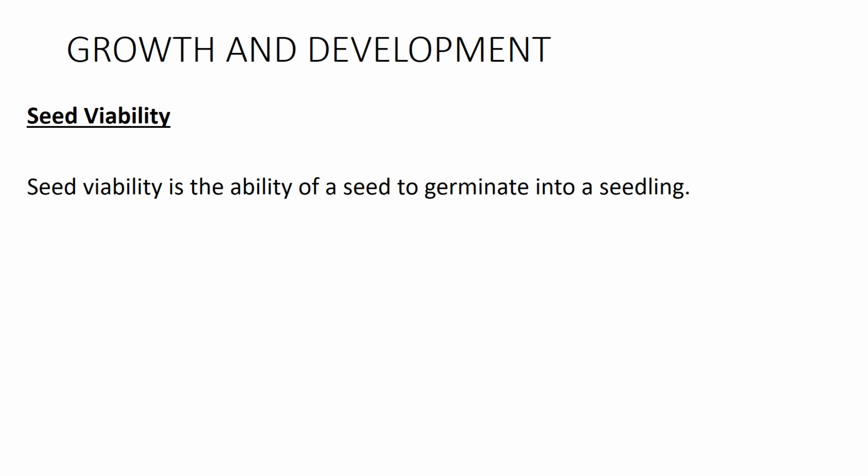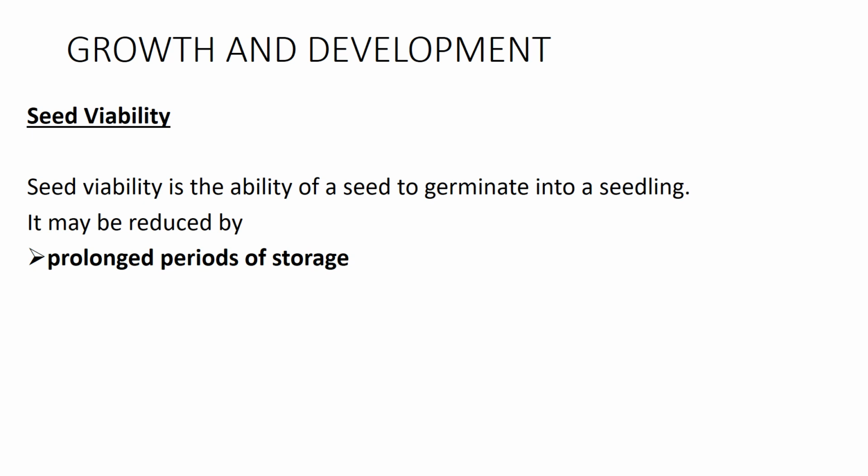Finally, seed viability. Seed viability is the ability of a seed to germinate into a seedling. Okay, so this is just a measure of the ability of a seed to germinate into a seedling. Sometimes, if you are given a seed, its viability can be reduced by prolonged periods of storage. So if you overstore it, its viability to develop into a seedling can be reduced. If it has been exposed to high temperatures, its viability can be reduced, just like the way temperature can have an effect on dormancy.